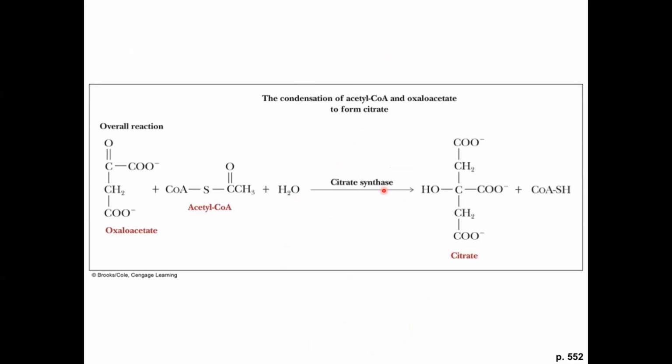Here you're starting with a 4-carbon molecule and a 2-carbon molecule, and it will lead to the production of a 6-carbon molecule. So 1, 2, 3, 4, 5, 6. And the CoA is going to be split out. I briefly mentioned that previously, that the CoA is split out and it's able to go back to that pyruvate oxidation reaction.